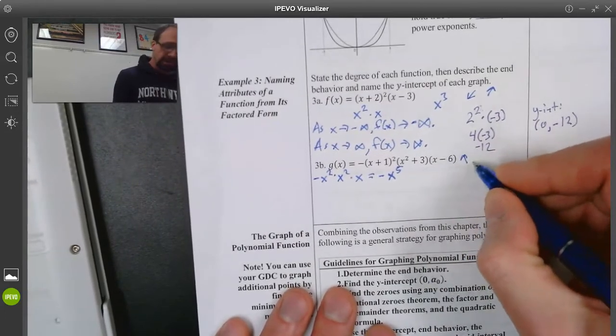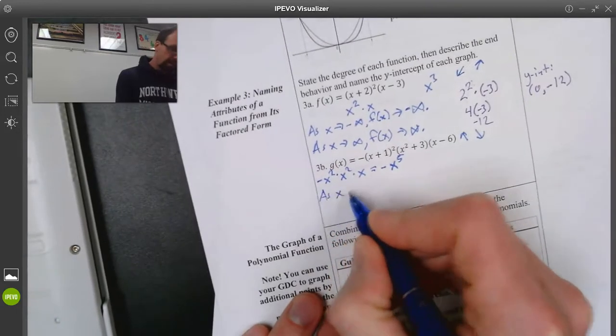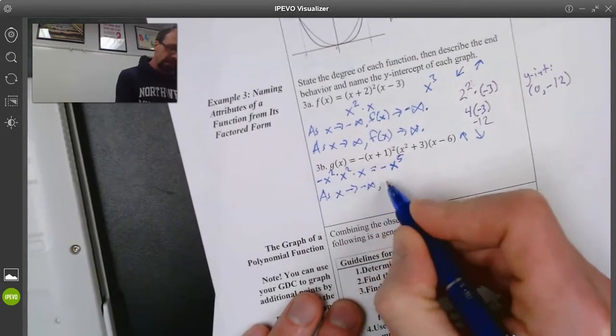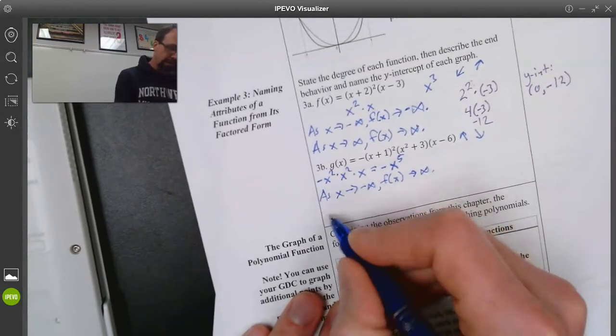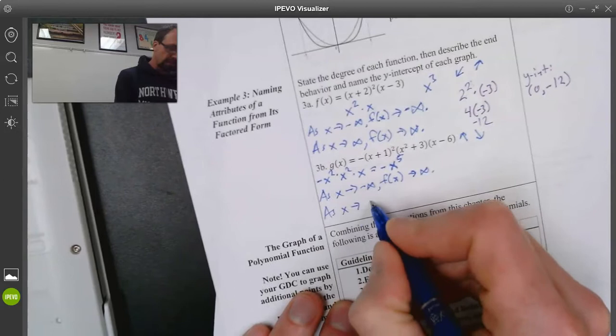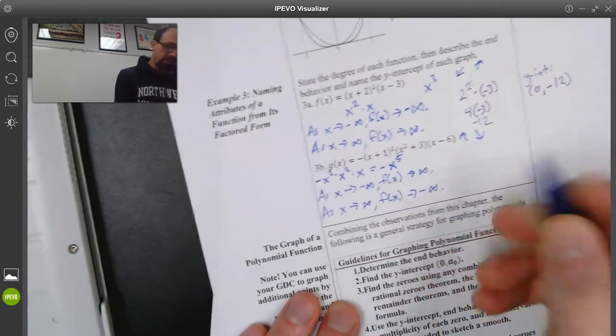So this is going to be up and then down. So as x approaches negative infinity, your y value, or your f of x, approaches positive infinity. And as x approaches infinity, your y value, or your f of x, approaches negative infinity.